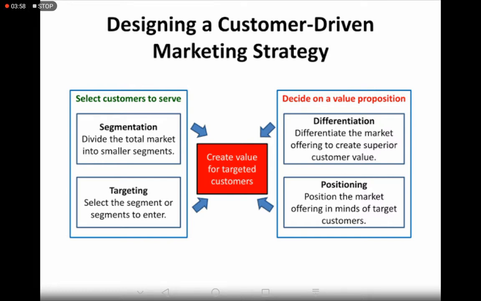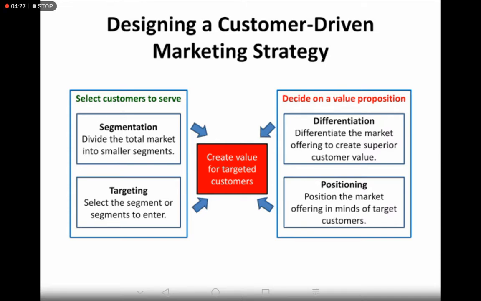differentiate. There are two parts to value proposition. Number one is differentiation and number two is positioning. So now I will make sure that my car will actually serve those car users who are seeking mileage, who are seeking low cost and efficient cars. Differentiation is to differentiate the market offering to create superior customer value. So differentiation is the tangible part of value proposition.